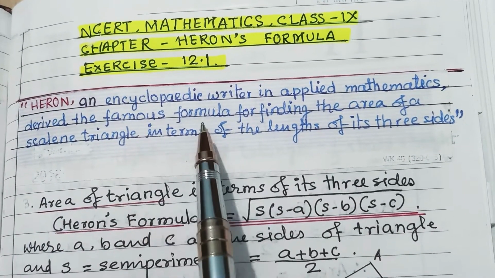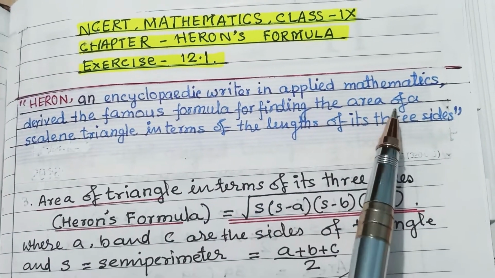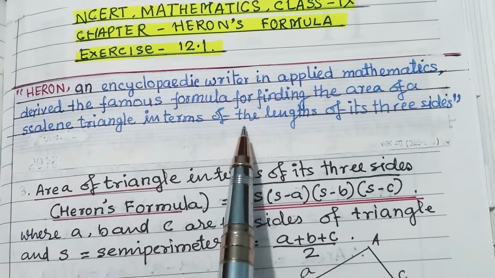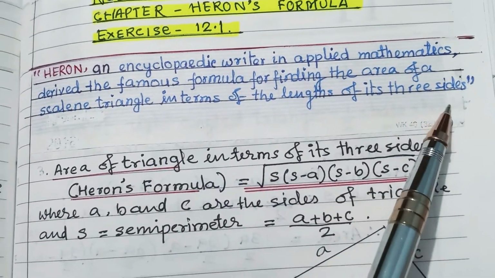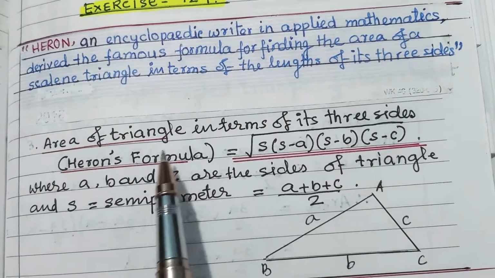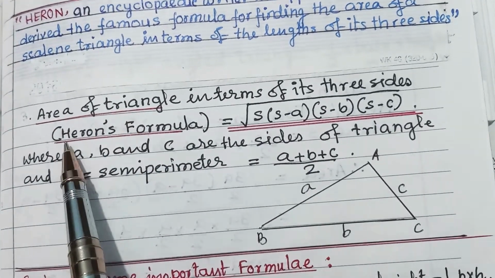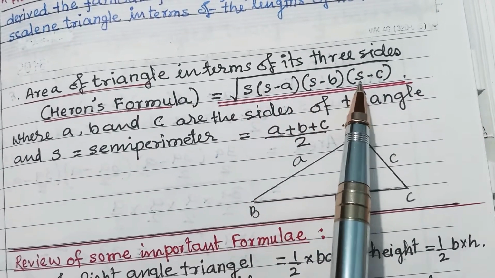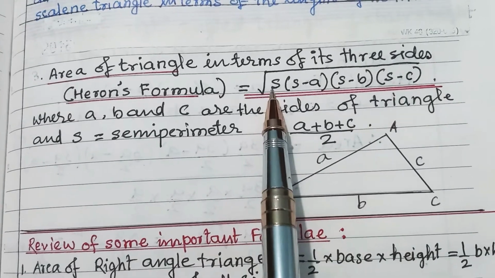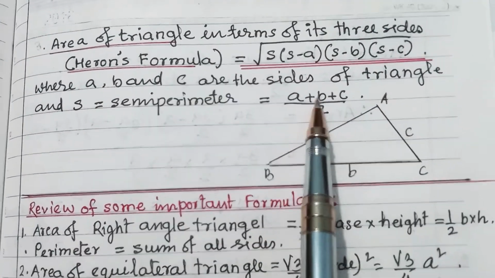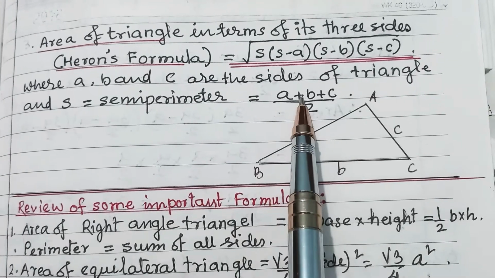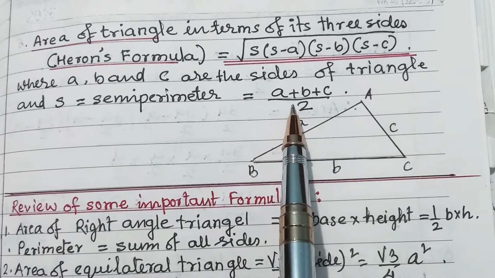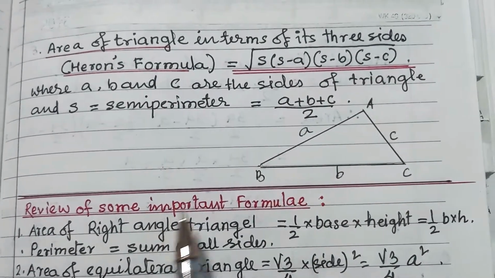He derived the famous formula for finding the area of a scalene triangle in terms of the length of its three sides. This is Heron's formula: area of triangle is under root s into s minus a, s minus b, s minus c. S is the semi-perimeter, that is s is equal to a plus b plus c upon 2. Perimeter is a plus b plus c, the sum of three sides, and semi-perimeter is half of perimeter. a, b, c are the three sides.